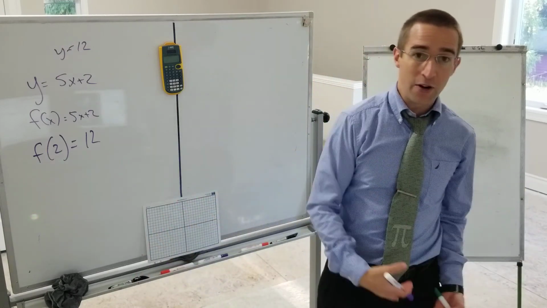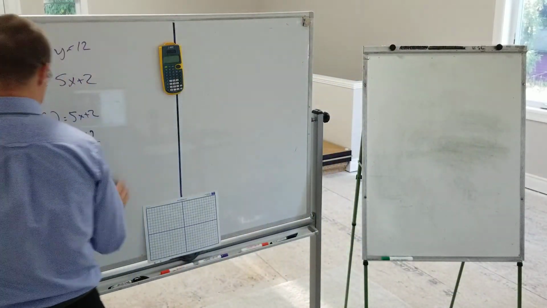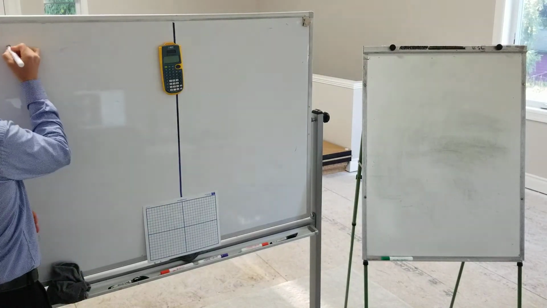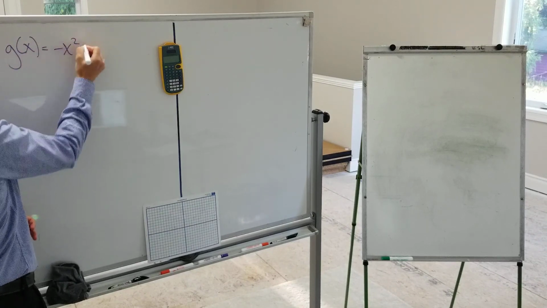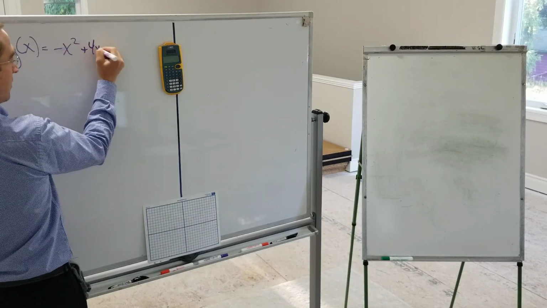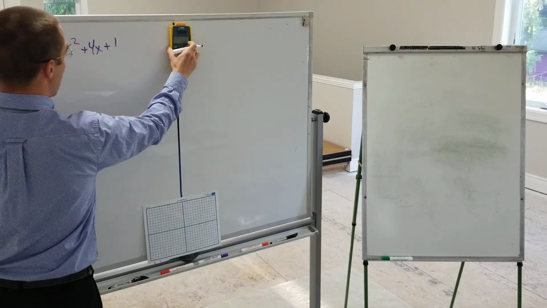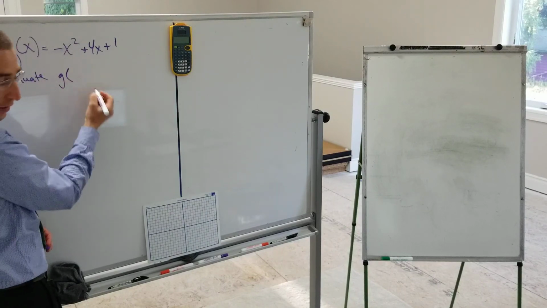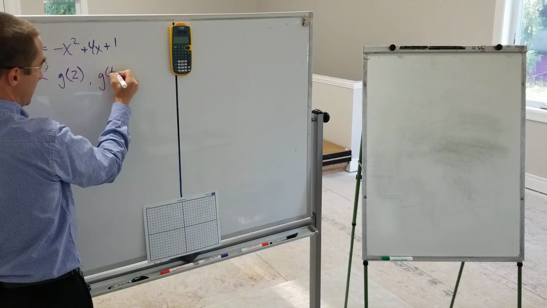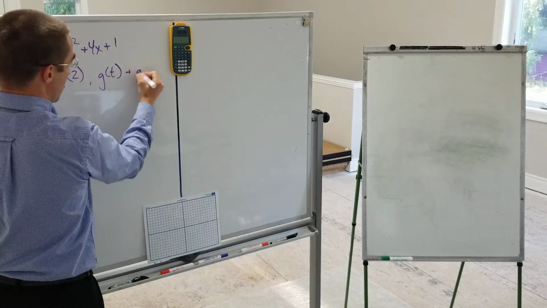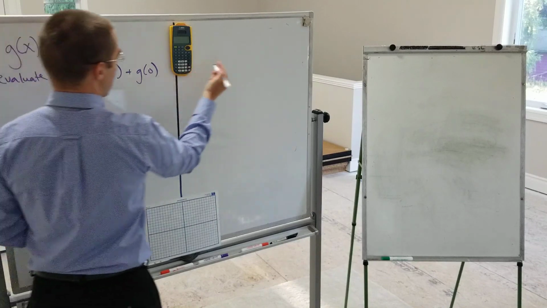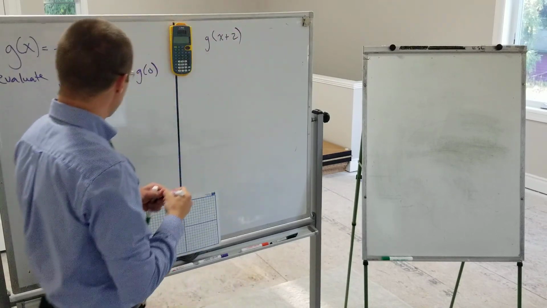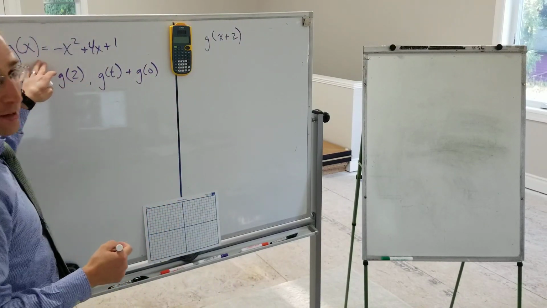Let's go ahead and jump into evaluating functions using function notation. So here's where we get to a little bit of math. Let's say we have g of x equals negative x squared plus 4x plus 1, and we want to evaluate g of 2, g of t plus g of 0, and then we want to evaluate g of x plus 2. All right, so these are 3 different problems, all based on the same g function.